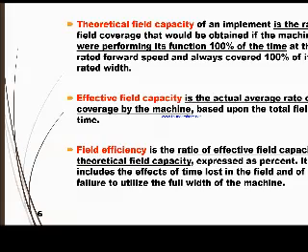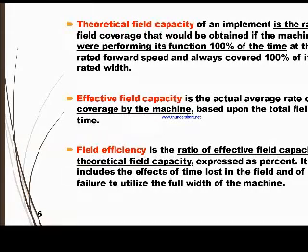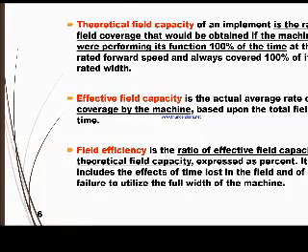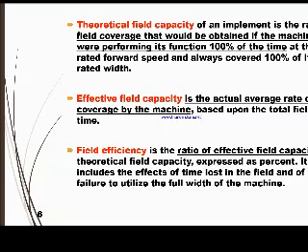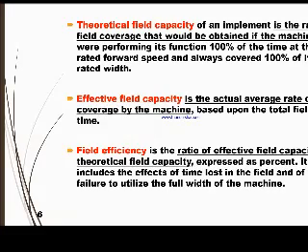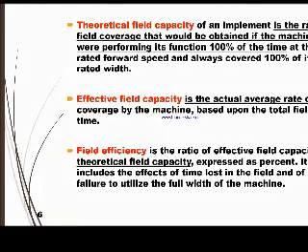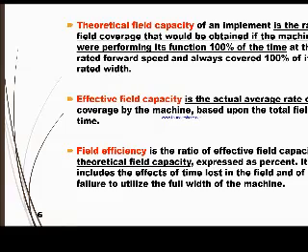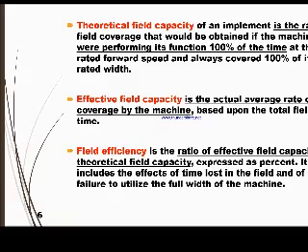While the effective field capacity is the actual average rate of coverage by the machine based upon the total field time. So this one will take into account the time loss during the field efficiency calculation, as well as the average rates of coverage by the machine. And lastly, we have the FE, field efficiency, which is the ratio between the two, between the TFC and EFC. Of course, the TFC will be higher than EFC. So if you take the ratio of EFC over TFC, you can express it as a percentage.